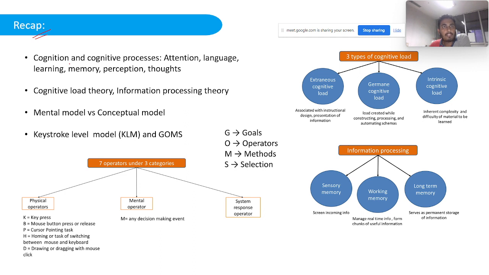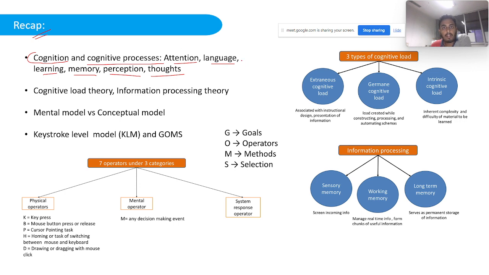In the previous class, we discussed what is cognition and what are various cognitive processes. So we discussed cognitive processes like attention, language processing, how learning happens, memory, different types of memories like long-term memory and short-term memory, then perception, and thoughts. These are various cognitive processes which are involved in any task execution.